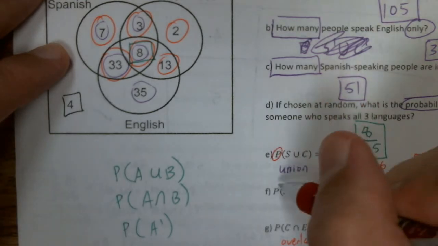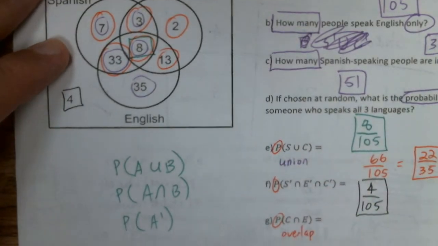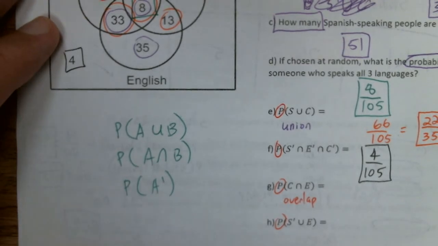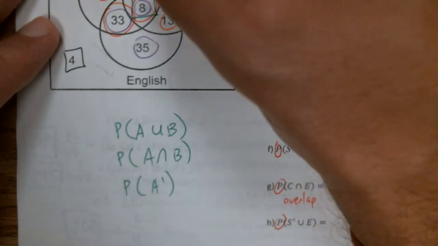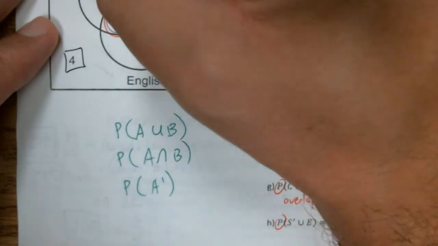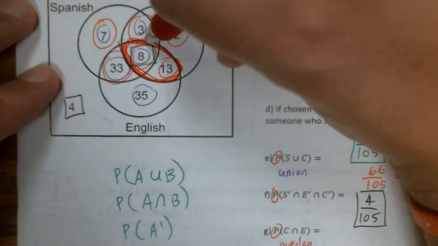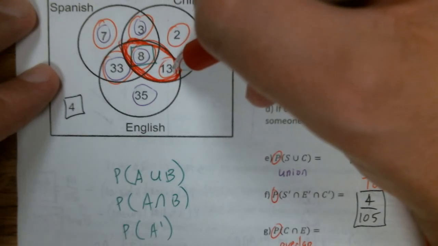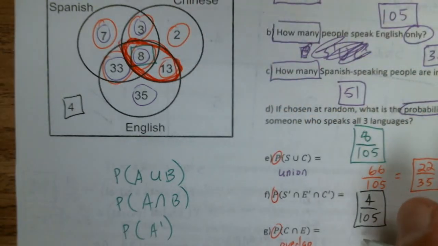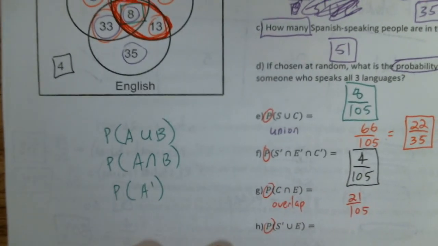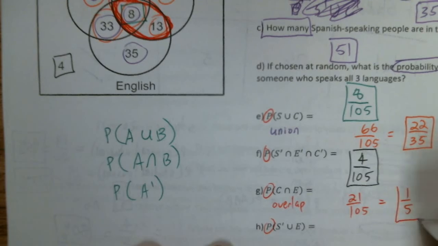And see all these p's, guys? All these p's mean probability. That means all these are fractions, percents, decimals. The overlap of C and E is literally going to be this overlap right here. I don't know if y'all can see that. I'm circling the overlap. That's going to be the 8 and the 13. You add those together, that comes out to be 21 out of 105. Okay, and that reduces to 1 out of 5.